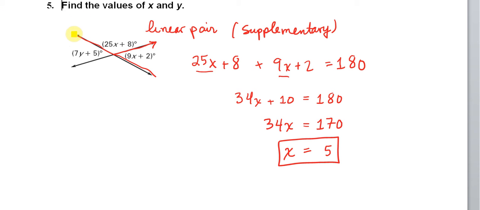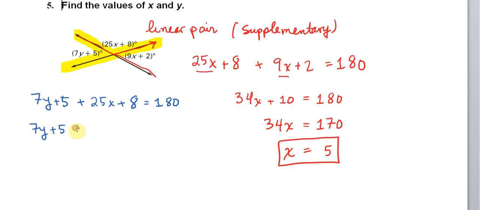And to solve for y, we can look at a different set of linear pairs. So these linear pairs here. 7y plus 5 and 25x plus 8. So we know that 7y plus 5 plus 25x plus 8 must be equal to 180 degrees. All right, now it seems like this problem can't be solved because you have two variables in one equation, but we already know the value of one of the variables. So we already know that x is equal to 5.